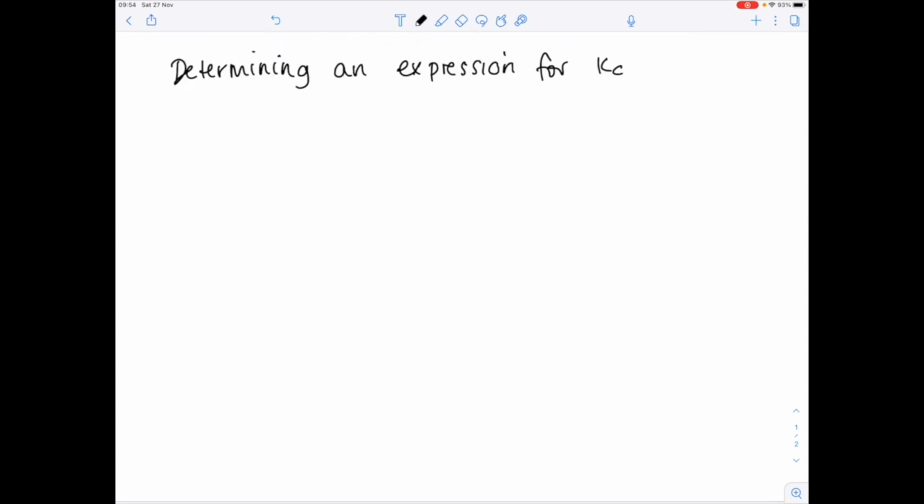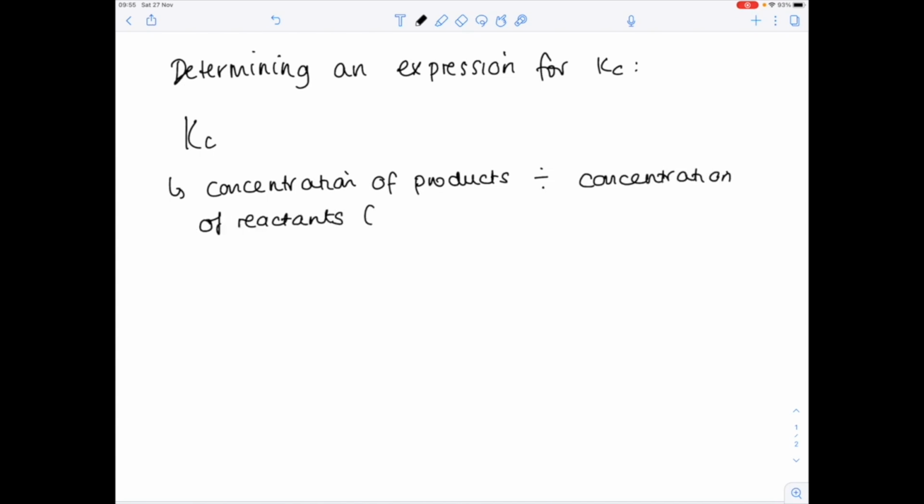Initially, we're going to determine an expression for Kc. You need to follow these rules. Kc is the concentration of products divided by the concentration of reactants, all raised to the power of the molar coefficient. I promise that's easier than it sounds.